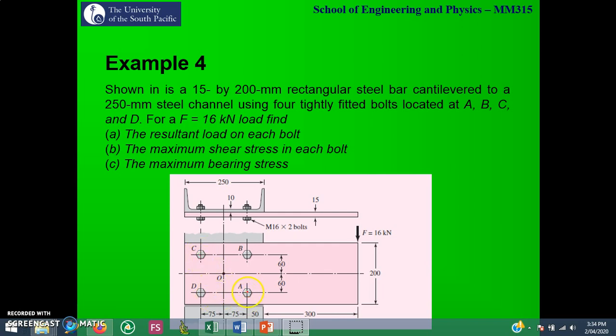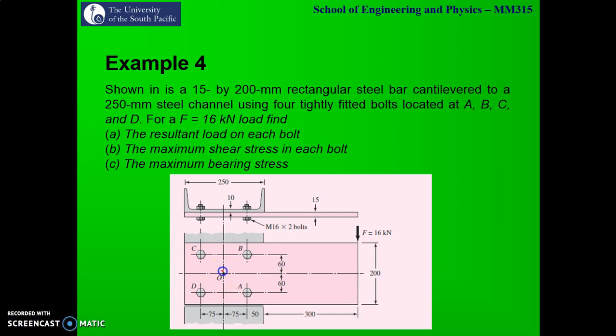When you look at this question, you'll see that the distance from O to B is 120, and the distance from A to D is 150. The centroid that is given is right at the center of this bolt pattern. The bolt pattern is rectangular in nature, and for a rectangle, the centroid is right at the center of the rectangle itself. It is at this particular location, indicated as O over here.